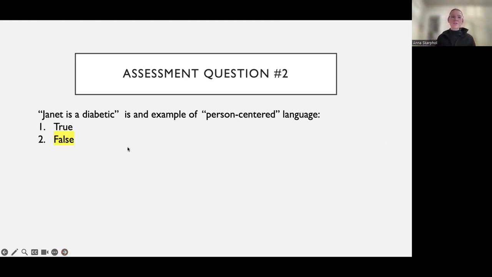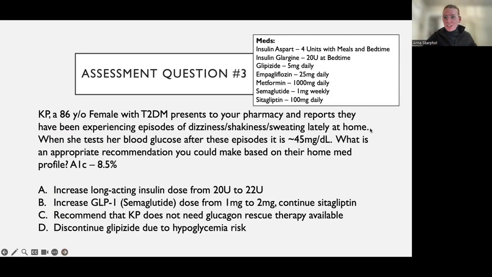Exactly. The answer is false. So "Janet is a diabetic" is language that we should be moving away from. We'd like to say, "Janet has diabetes" instead, just to remind Janet that diabetes is a chronic condition. Diabetes is not her entire identity. Okay, moving on to our next question.